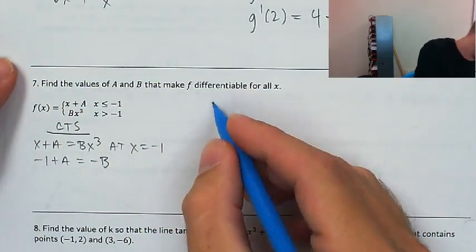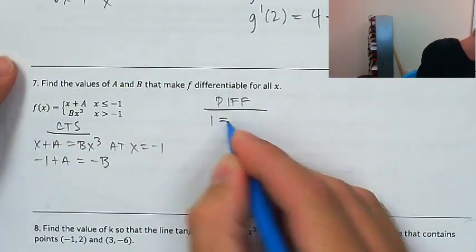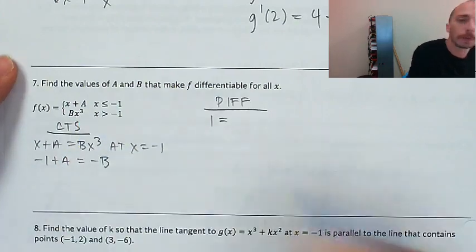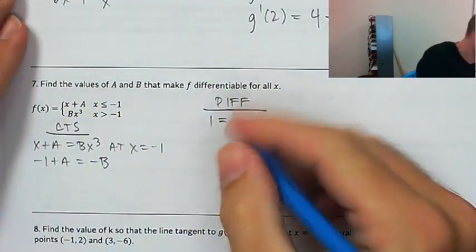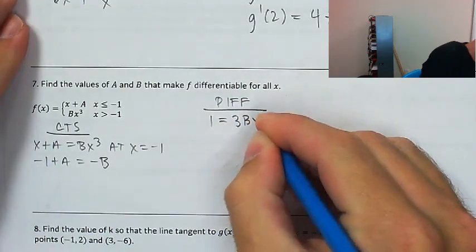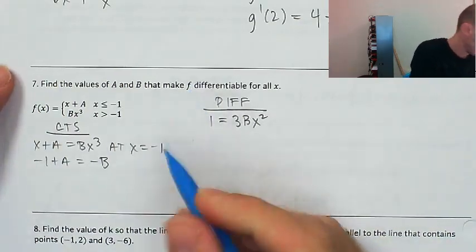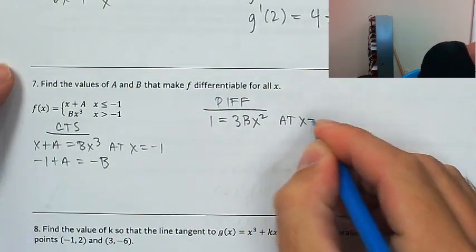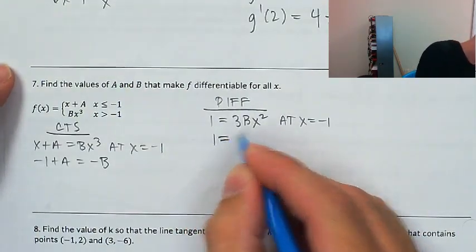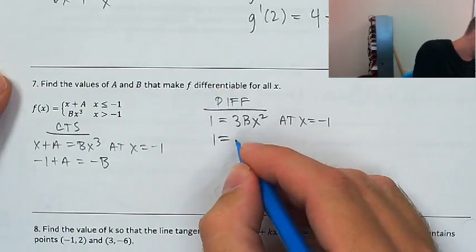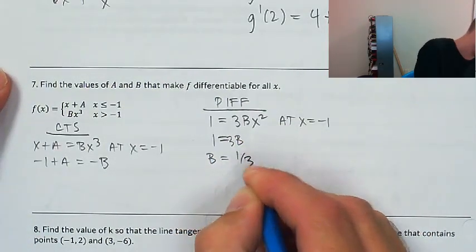And then we need to make sure that it's differentiable, so we're going to take the derivative of each piece, 1, and 3bx squared, and we're going to set them equal to each other so it meets up not at a sharp corner, but smoothly. And then I'm going to also need to plug in x equals negative 1 there. So I'll have 1 equals, okay, when I square negative 1, I get positive 1, so 1 equals 3b. I divide by 3, and I get b equaling 1/3.